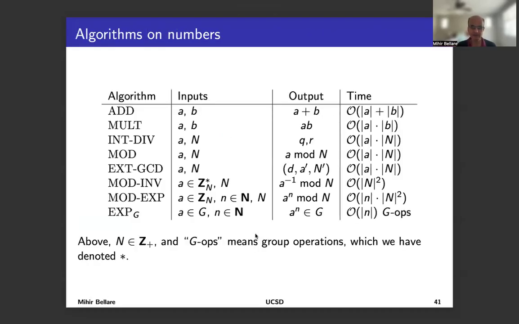So we will use a whole set of different algorithms on numbers, and here's a chart of the ones that we will want. Here I've listed different algorithms, and for each I've shown what the inputs are, what the output is, and what the running time is. You will use this chart quite a bit. You'll be referring to it, pulling it up, and just invoking these algorithms in your problem solving.